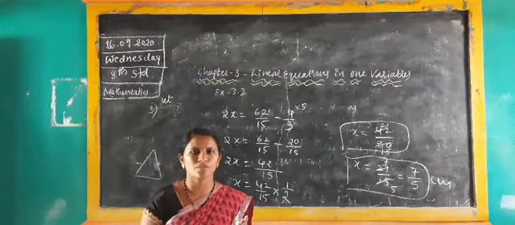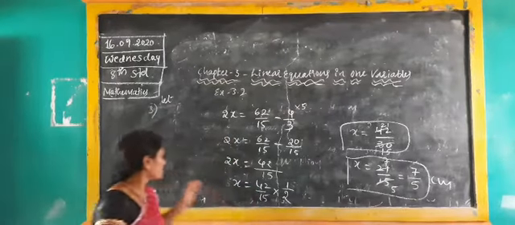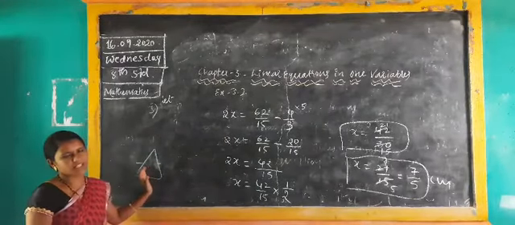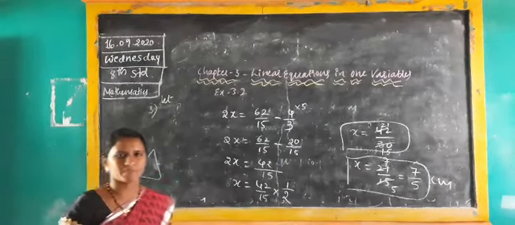Okay, today's homework: you should write what you mean by equilateral, isosceles and scalene triangle, the definitions. You should write it 2 times. Okay, thank you.